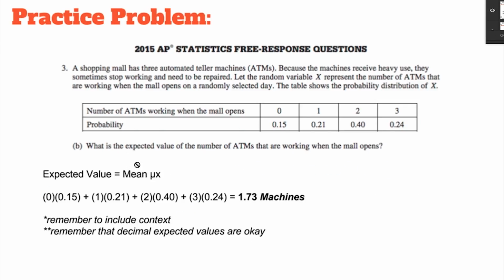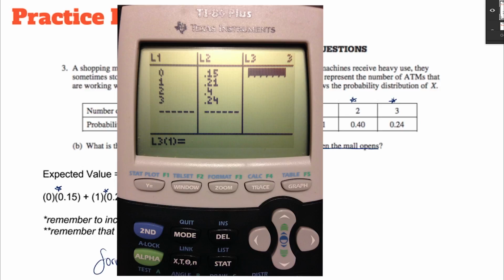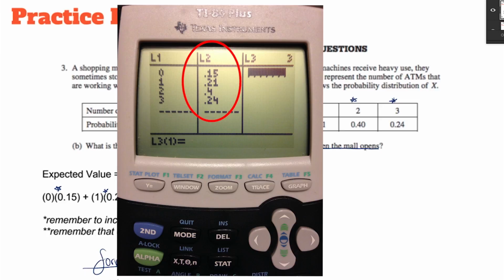Part B is asking us to find the expected value of the number of ATMs that are working when the mall opens. There are two ways we can do this. One is by taking the possible outcomes and multiplying them by their respective probabilities, and then adding each of these values up. Another way is by using our TI-84 and creating two lists by pressing Stat and then Edit. In list 1, we put the possible outcomes, and in list 2, we put the corresponding probabilities.